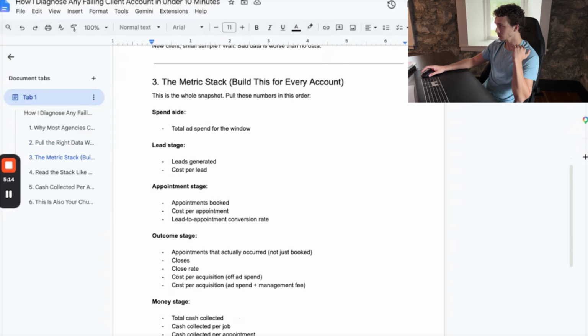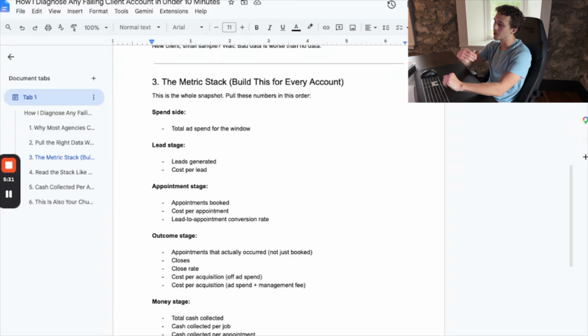Okay, so this is the metric stack, and what I will do is literally do this with a pen and paper right in front of me, and I'll write everything down. So the total ad spend for that window, right? If I'm looking at a one month time period, how much in total ad spend was there? I'm writing that number right at the top.